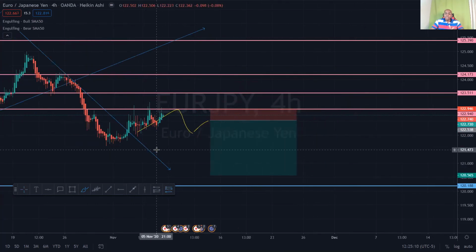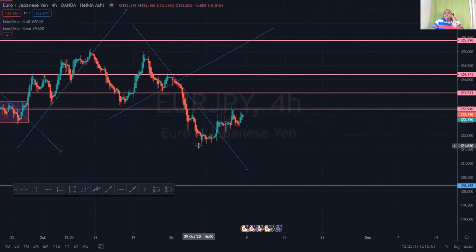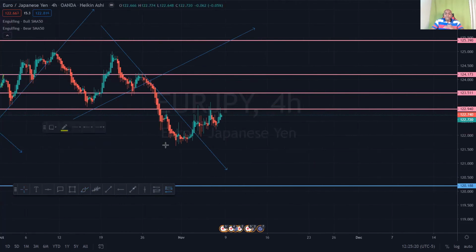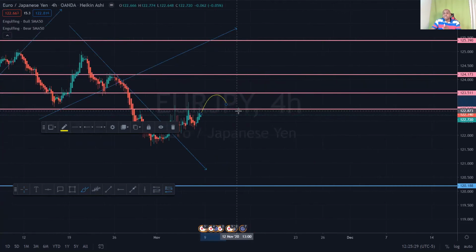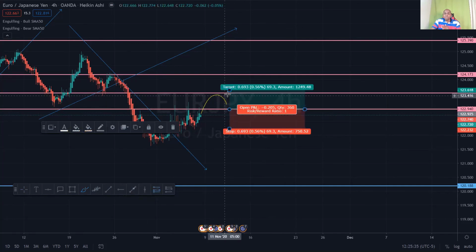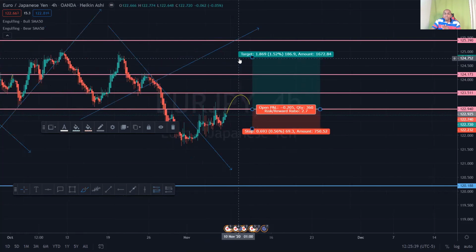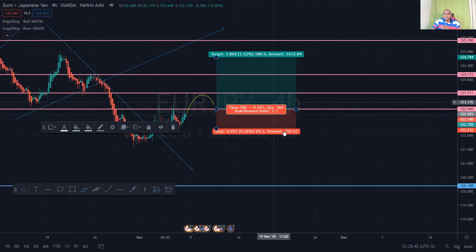Scenario 2, we've got to be careful. Remember that the week is just starting. So with scenario 2, you've got to watch what price is doing. If price breaks that minor resistance, retests, respects that minor resistance, and that minor resistance now becomes key support, then we're going to do this and go all the way to this level right here.